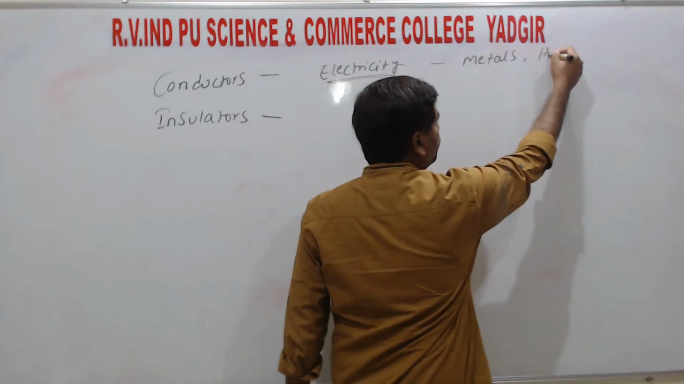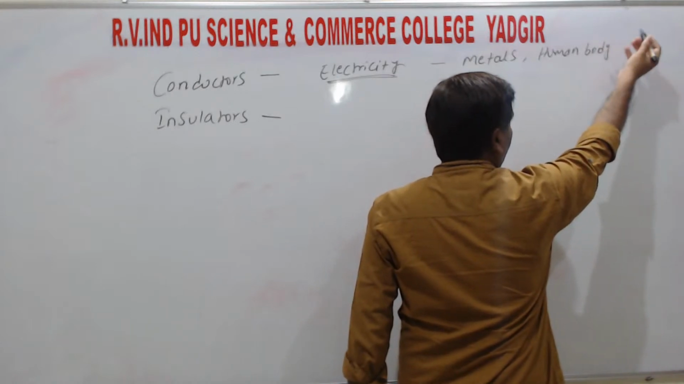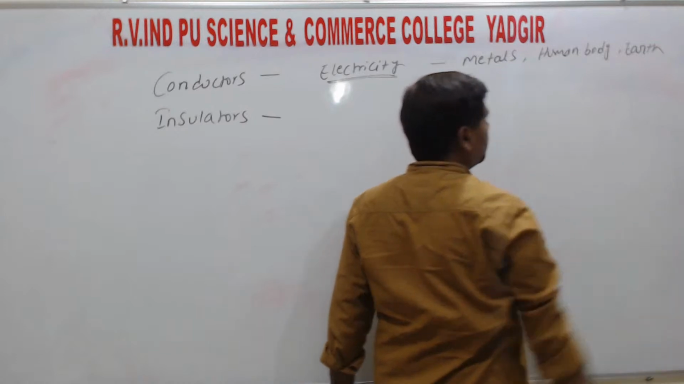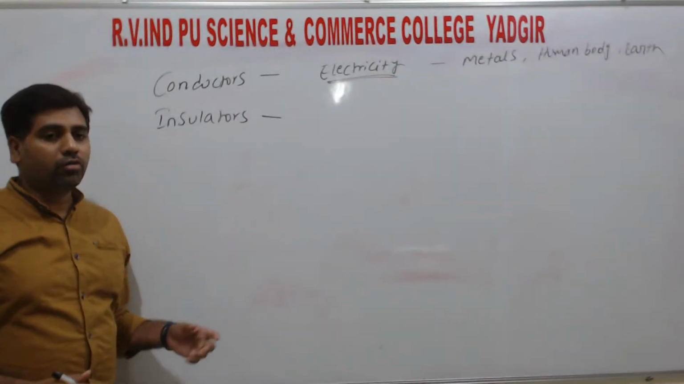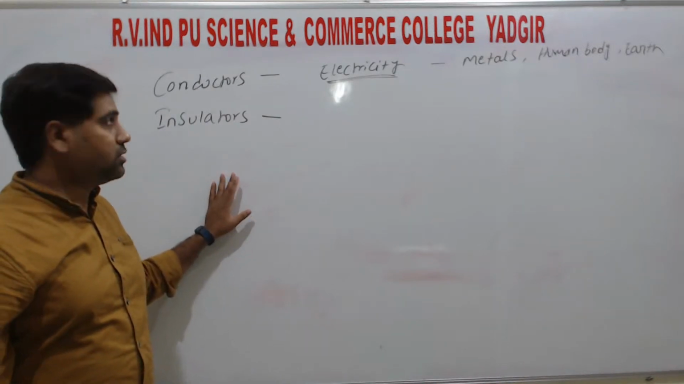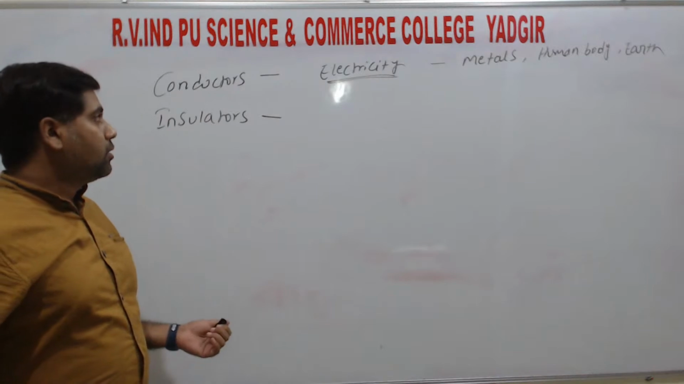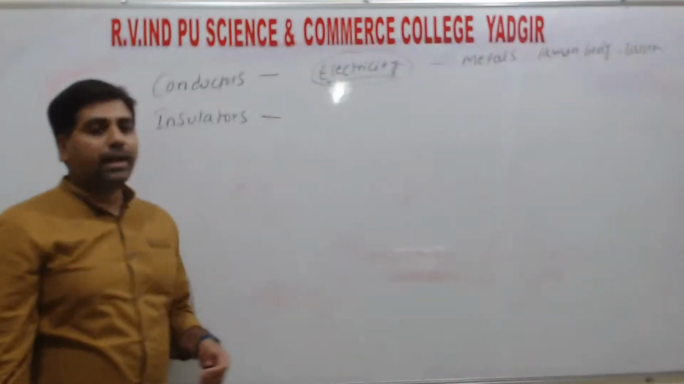Along with the human body and animal body. So these are all the few examples for the conductors, right? So we already know the classification of solids, that is conductors and insulators, right? So next, why the conductors easily allow the electricity.